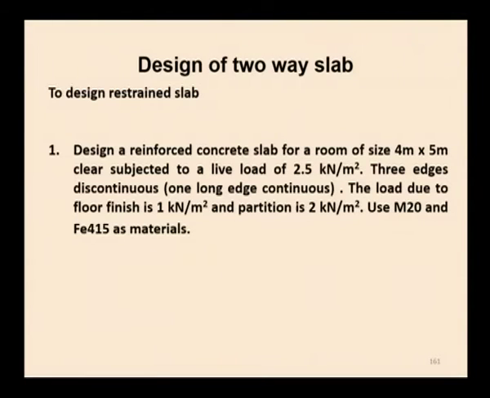3 edges are discontinuous and 1 long edge is continuous. And we will see how to find the bending moment coefficient from IS 456, Table 26, for the design of this slab with the condition of 3 edges discontinuous, 1 long edge continuous. The load due to the floor finish is 1 kilonewton per meter square and the partition is 2 kilonewton per meter square. Use M20 and Fe 415 as materials.